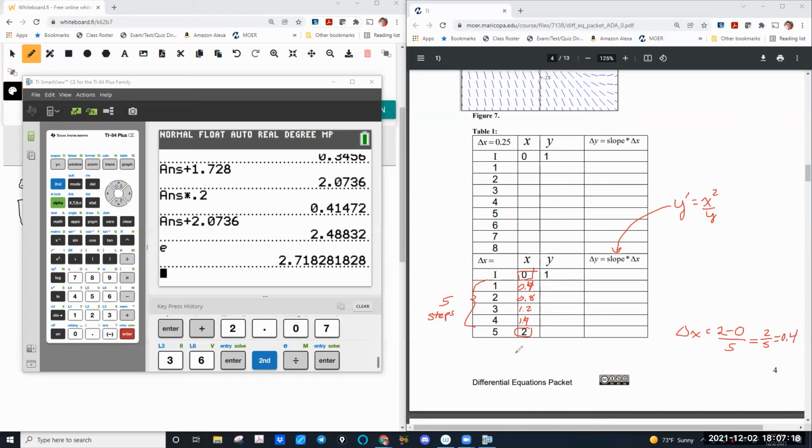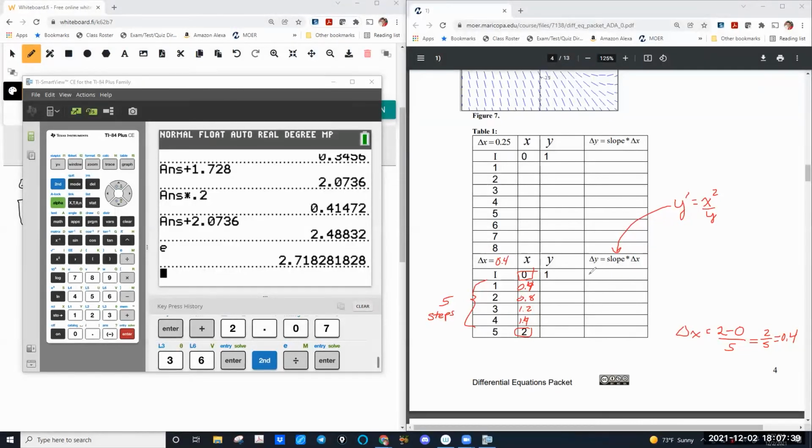So it's very similar to when you were doing numerical integration, right? You had the interval, and then you divide it by the number of rectangles. We're doing the same thing. We're doing the interval from 0 to 2 in 5 steps, 2 minus 0 over 5. So our delta x is 0.4.